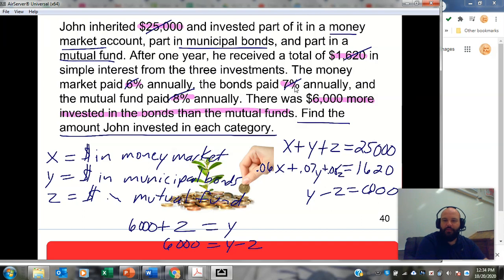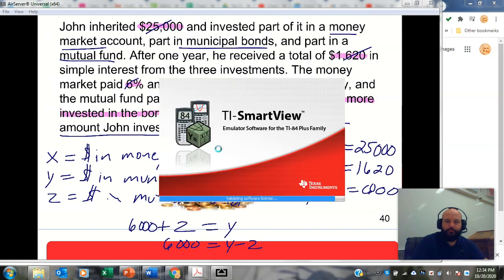Okay, and now I can put that in like that, and there are my three equations. Now from there, I'm going to take those equations, put them into my graphing calculator, and solve it. So let's do that. As soon as this boots up, we'll be ready to go.